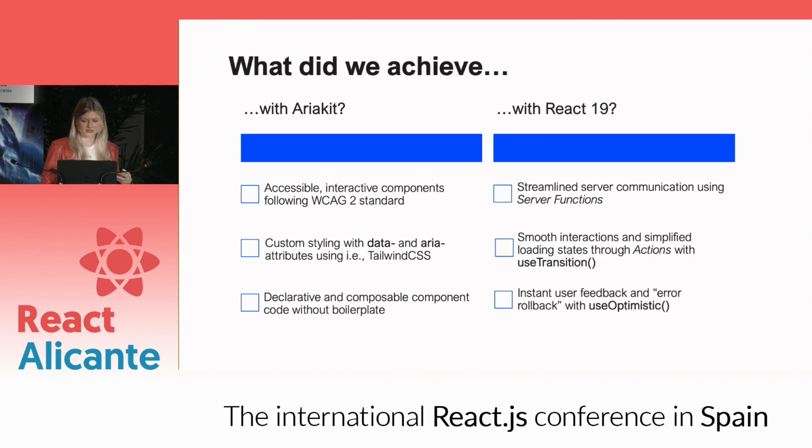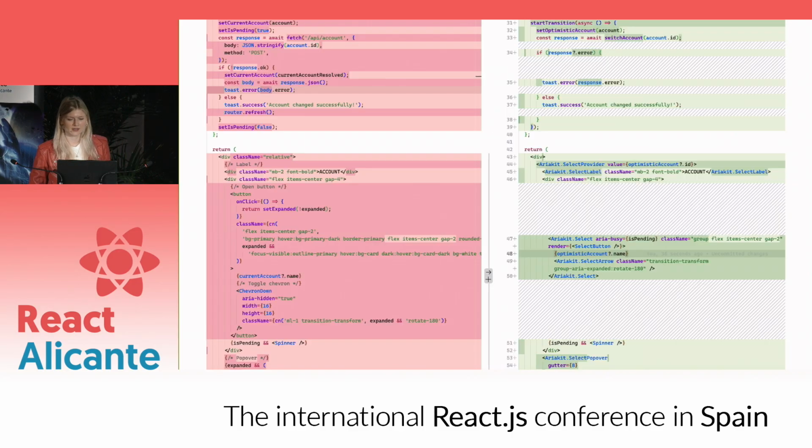And with React 19, we streamlined our server communication using server functions, skipping the whole API layer. We utilized alternatives to common solutions like useState and useEffect, and got these smooth interactions and simplified loading states through actions with the hook useTransition. And we had that instant user feedback and error rollback with useOptimistic. And just look at this code. It's so much better, right?